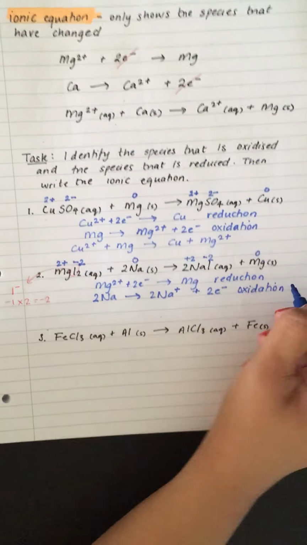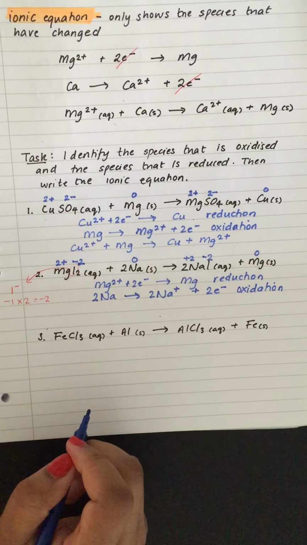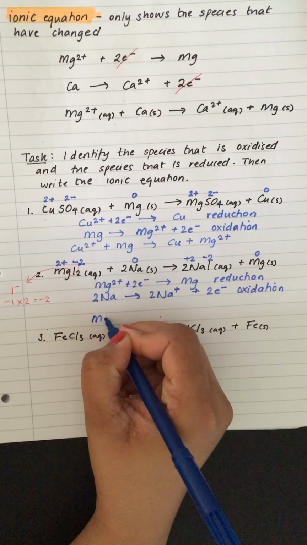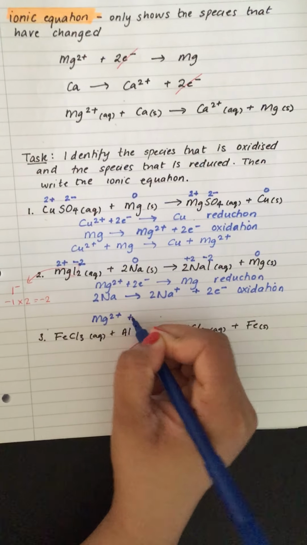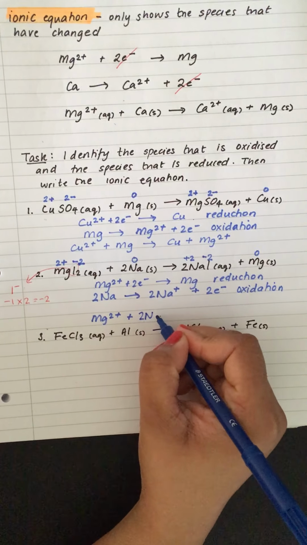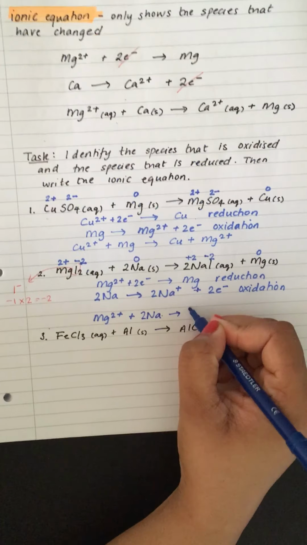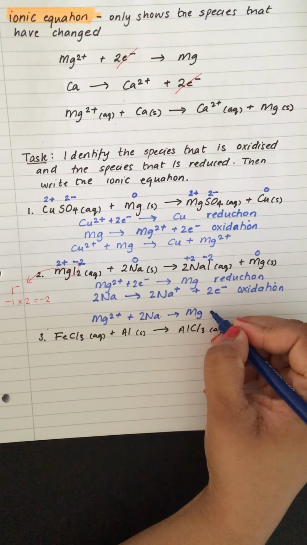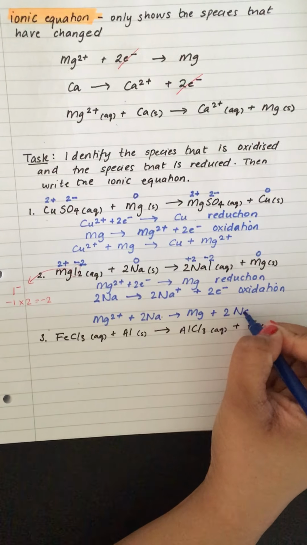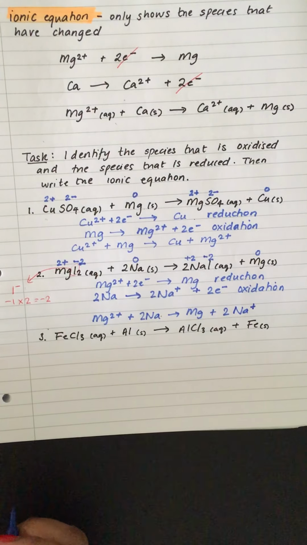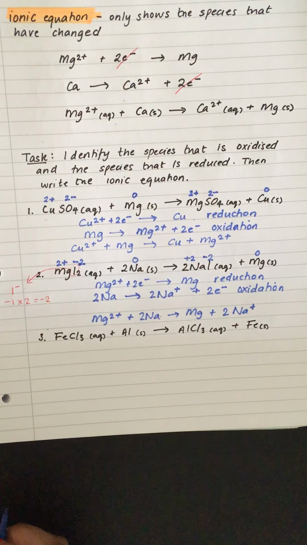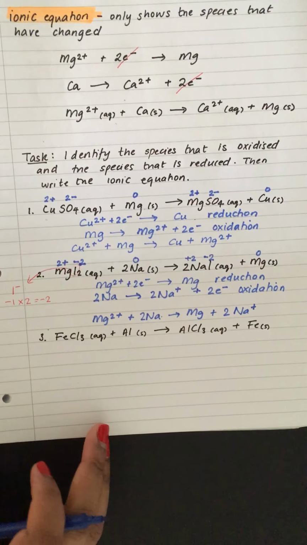And we're going to combine the two to write out our ionic equation, which will be Mg2+ plus 2Na and Mg plus 2Na+. That will be your ionic equation. Right, last one.